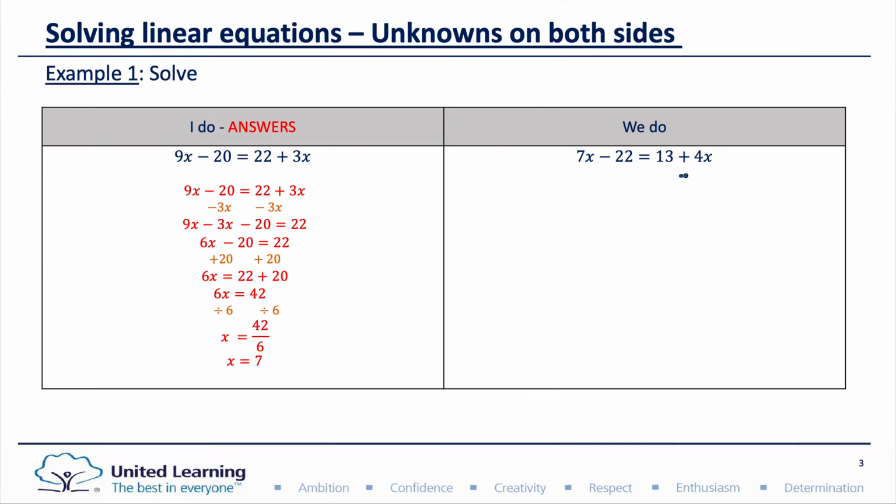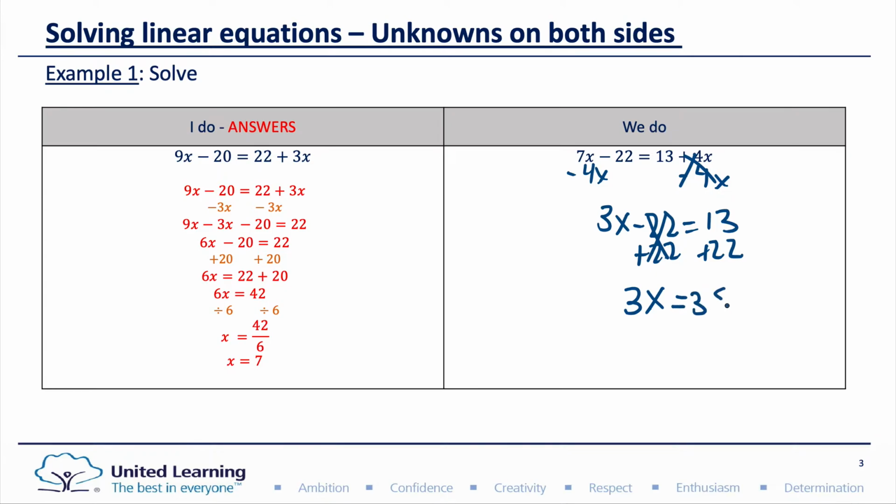So hopefully the first thing you did is you subtracted 4x from both sides to get 3x minus 22 equals 13. Next, add 22 to both sides. 3x equals 35. When you went to divide by 3, hopefully you noticed that 35 is not a multiple of 3. You might have panicked. It's okay, don't worry. That is actually correct.